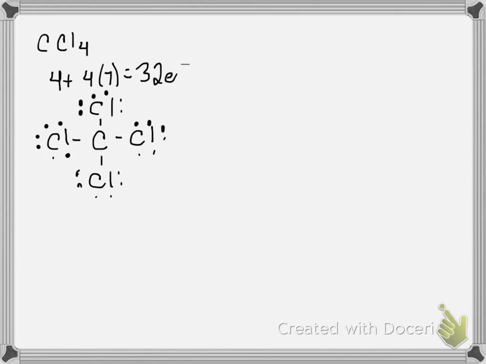Then the next step, so count up your electrons. 2, 4, 6, 8, 10, 12, 14, 16, 18, 20, 22, 24, 26, 28, 30, 32. 32 electrons have been used up in drawing that structure. The outer atoms all have an octet.